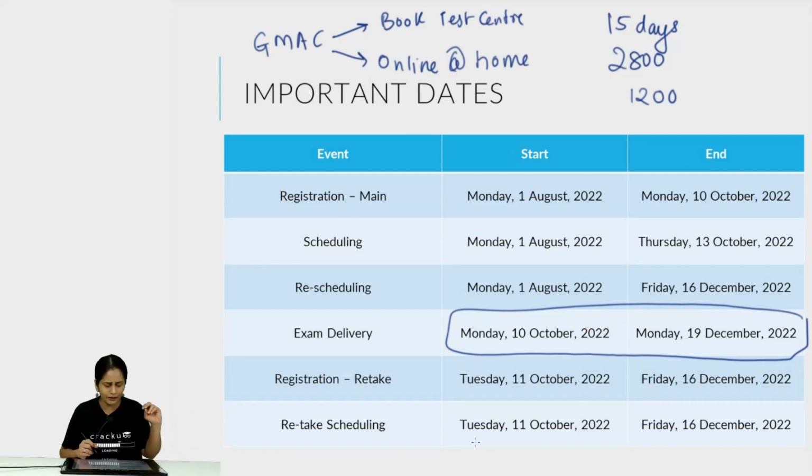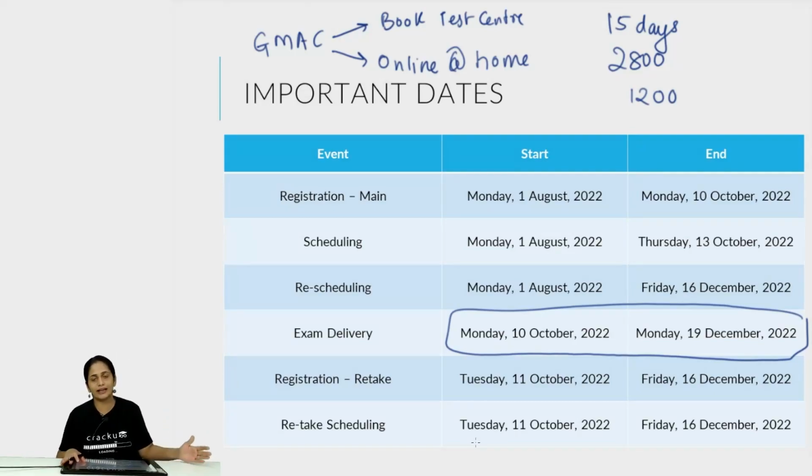Again, you have the option to retake. Retake also starts from 11th October to 16th December. Retake rescheduling also you have to do in that period itself. So given this entire idea, just remember that the exam is between 10th October to 19th December, and you have to schedule some time before that.